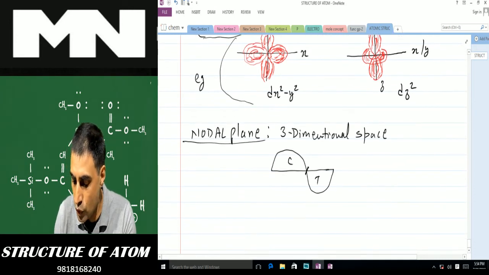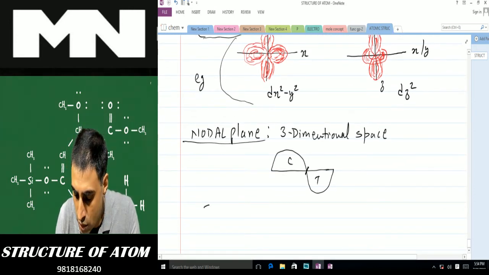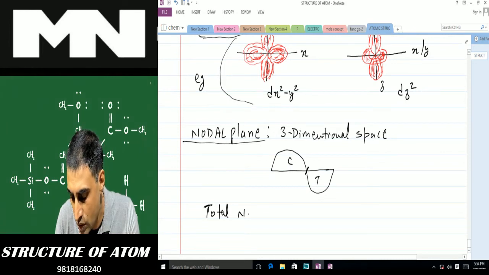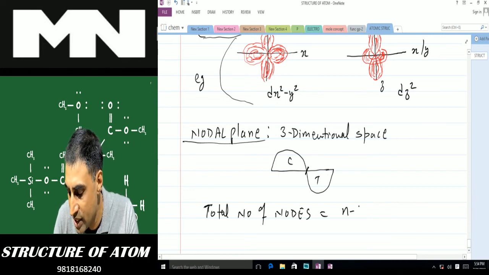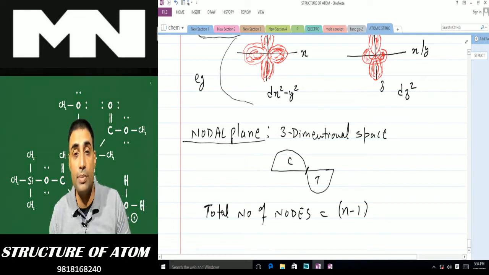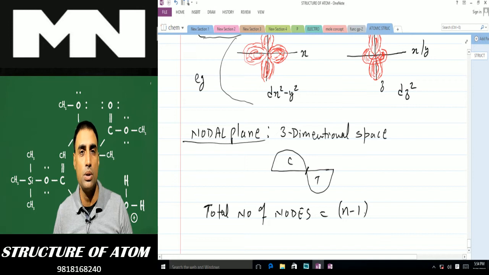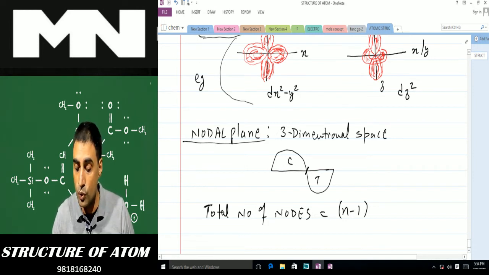Total number of nodes can be calculated by n minus 1. That means the first shell will have no node, whereas the second shell will have one node. The third shell will have two nodes. So this is how we calculate the total number of nodes.